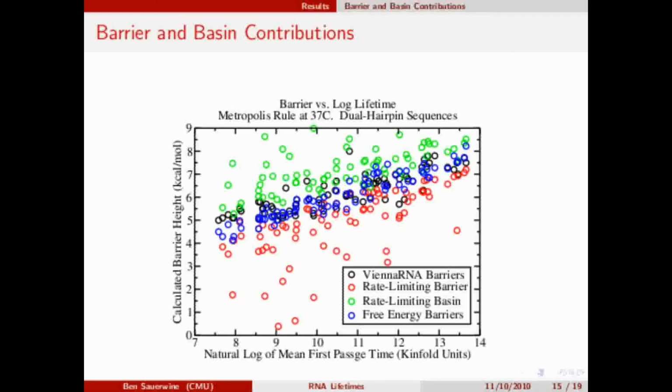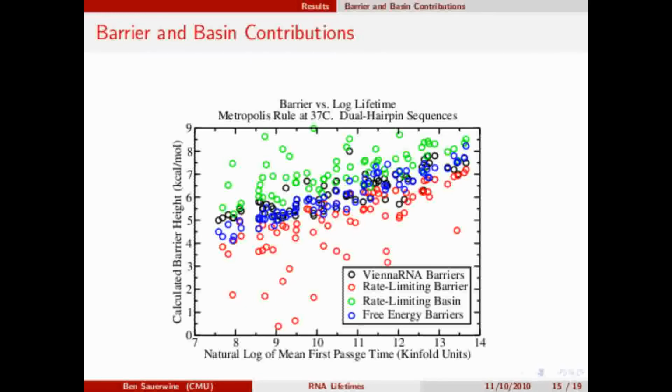If you use only the rate-limiting barrier, which means that I'm going to include the entropy, but use the local minimum of the basin, of course, that only decreases the barrier height I have to cross, because if you add more states to a system, you're only going to decrease the free energy. On the other hand, if I use the saddle point and then I allow the basin entropy to come into play, I only decrease the free energy of the basin and increase the height of the apparent barrier.